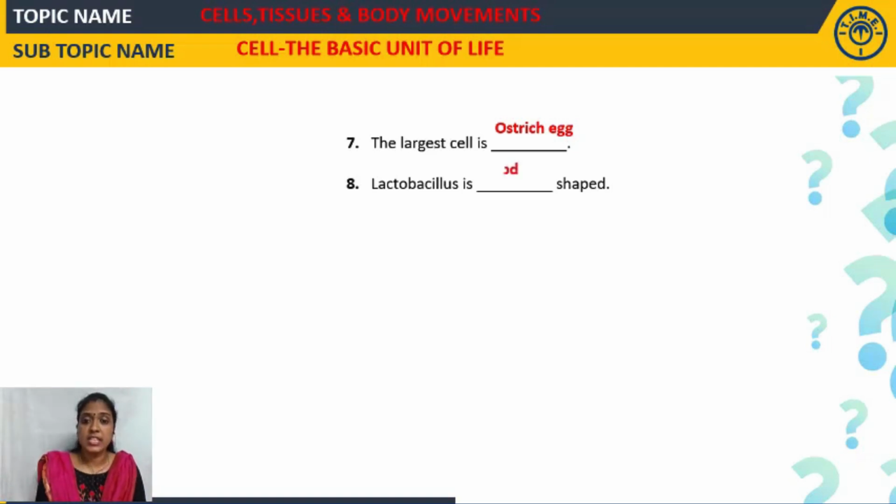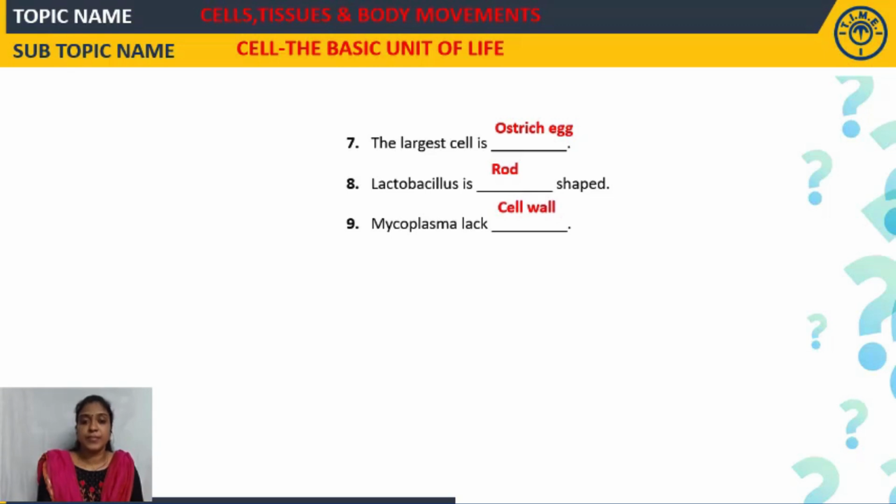Then coming to question number 9: mycoplasma lack dash. Yes, we just discussed this in question number 6. Mycoplasma lack a cell wall.